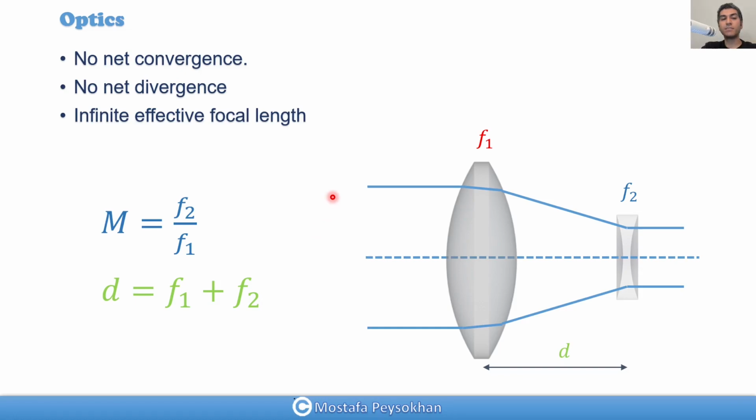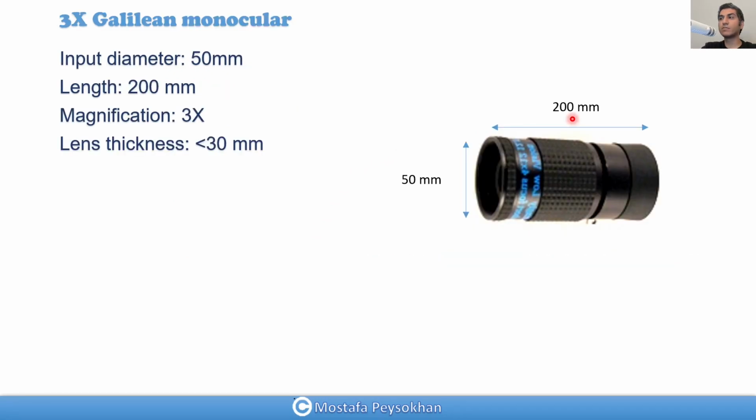Now let's say we have an optical system with some spec: a 3x Galilean monocular. A monocular is like a binocular that you can use to see objects at very far distance, but the main difference is that this is monocular. You only have one side optical system. You can put it into your pocket. It's very easy. Open it and take a look at something at far distance.